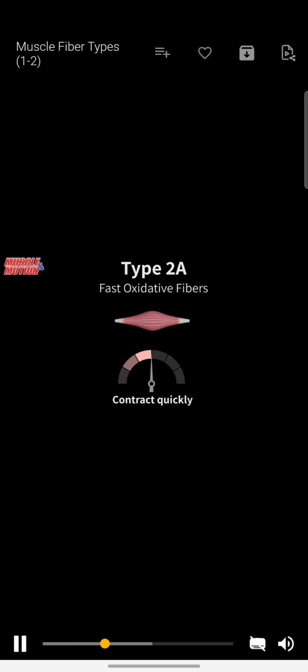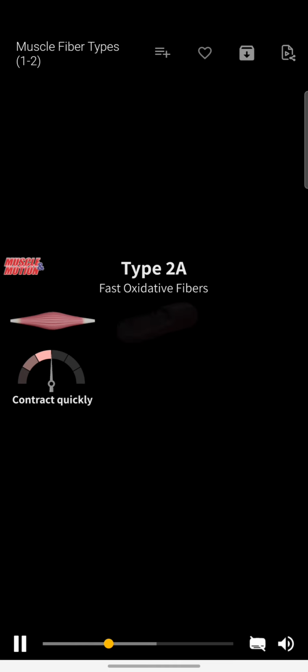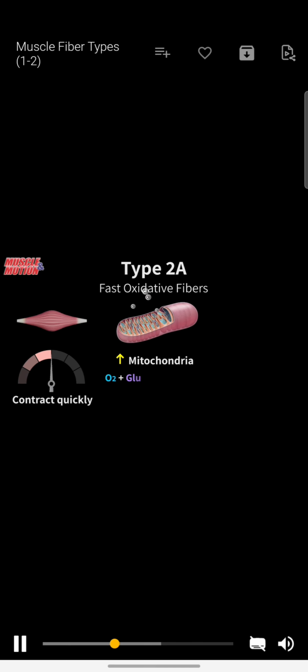Type 2A fibers are known as fast oxidative fibers, sometimes called intermediate fibers, because they possess intermediate features between fast and slow fibers. These fibers have fast contractions and usually use a combination of oxygen and glucose as a source of energy. This combination allows type 2A muscles to contract quickly and produce a higher force than type 1 muscles.